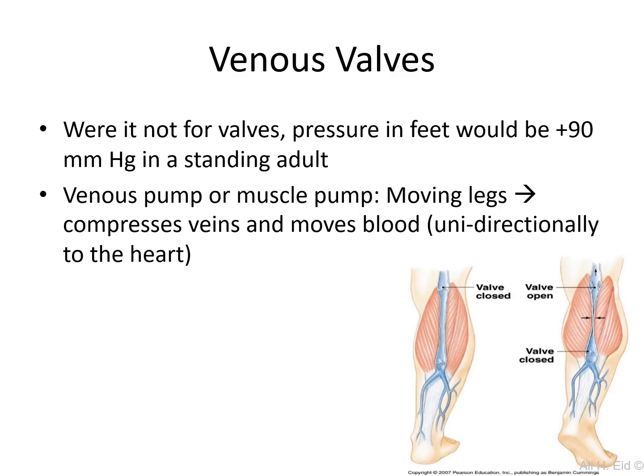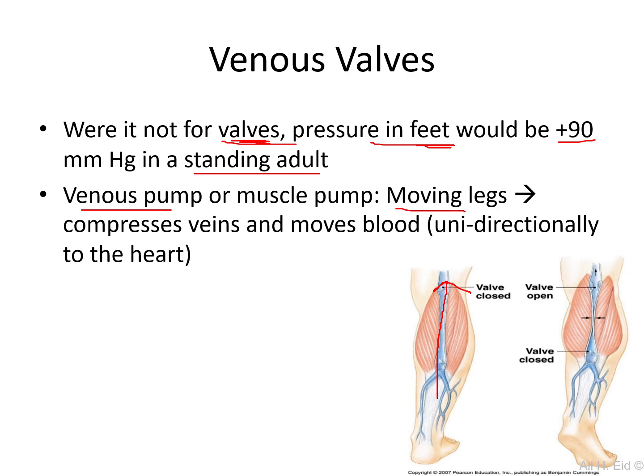The venous valves allow the blood to go, as you know, in one direction. If it were not for these valves, the pressure in the feet would be approximately 90 millimeters of mercury in a standing adult. But we have the veins and we have the venous pumps. What happens? These let the blood continuously go unidirectionally back to the heart.